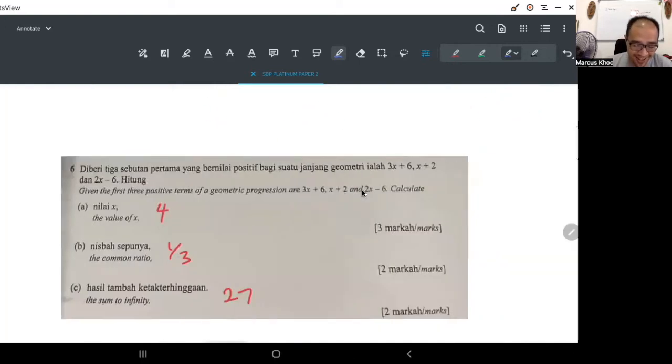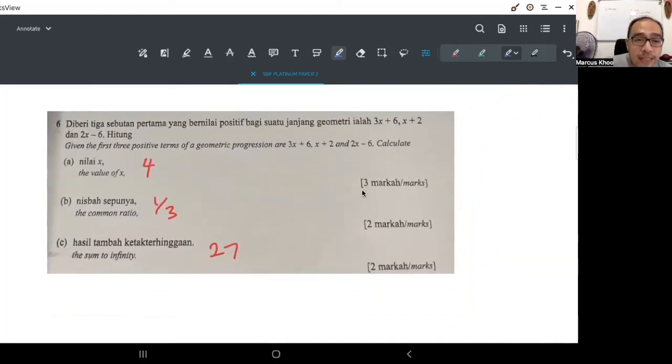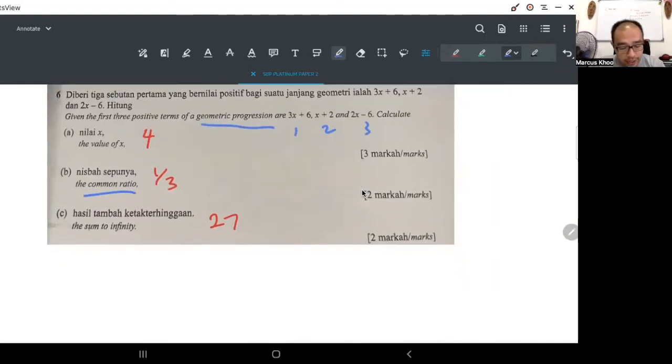Number 6, given the first three positive terms of a geometric progression are 3x plus 6. So we have terms 1, 2, and 3 over here. And since they are a geometric progression, you know that we want a common ratio. So in order to find the value of x, the second term over the first term must be equal to the third term over the second term.